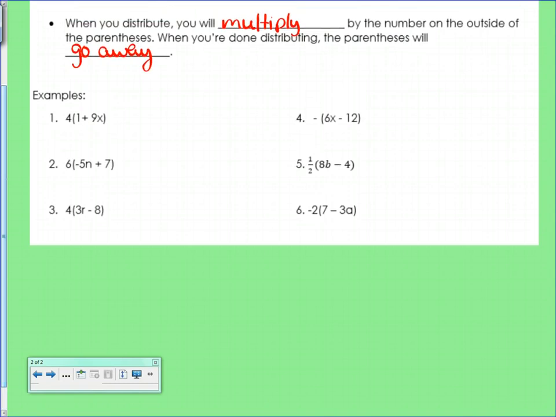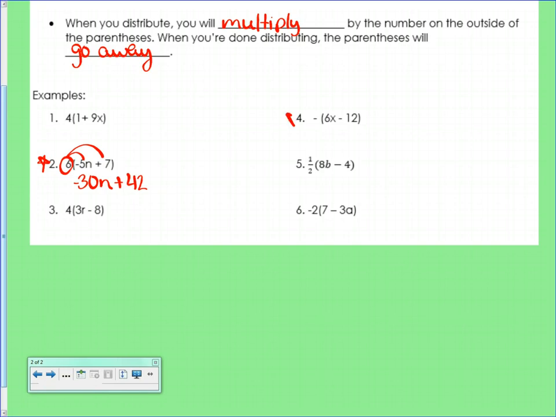The first example I'm going to work is over here. So the number outside of my parentheses is a 6. So I'm going to take the 6 and multiply it by each of the terms in the parentheses. So 6 times negative 5n would be negative 30n, and 6 times 7 would be 42, so plus 42. Notice my parentheses are gone, and I am done distributing.